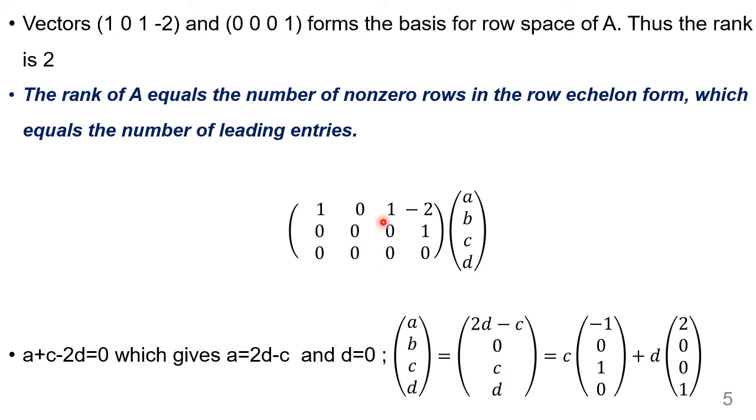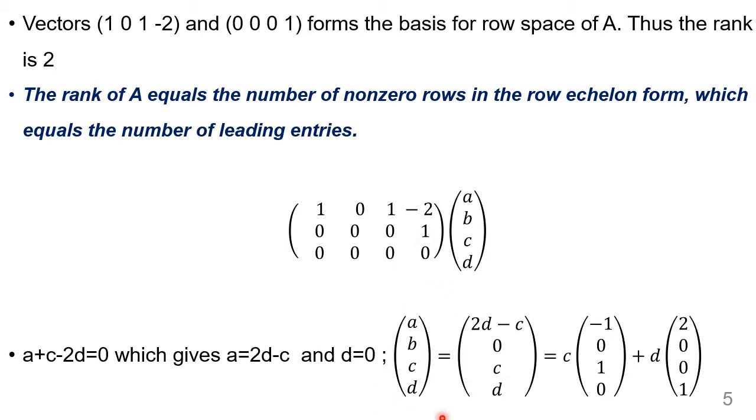And we can write the equation. There are 4 columns, so we can take the 4 variables as A, B, C, D. When we multiply, we get two equations. The first equation is A plus C minus 2D equals 0. So we can reduce it to the form A equals 2D minus C, and in this case B is equal to 0.